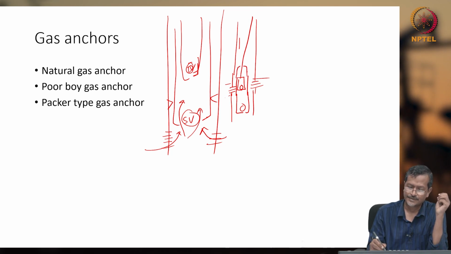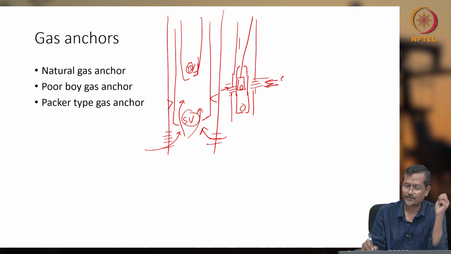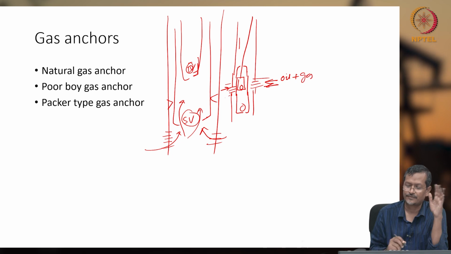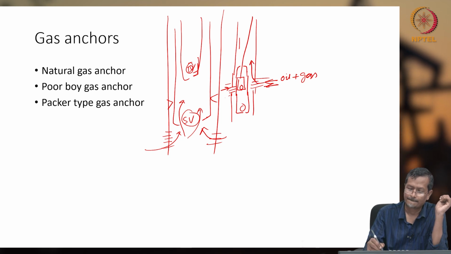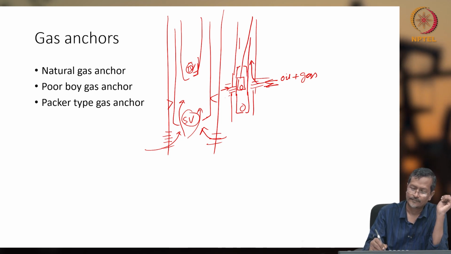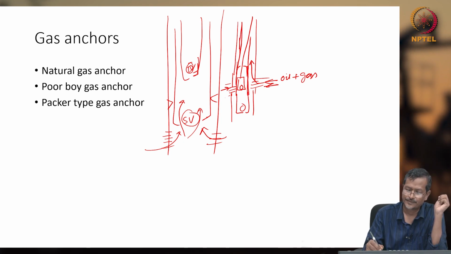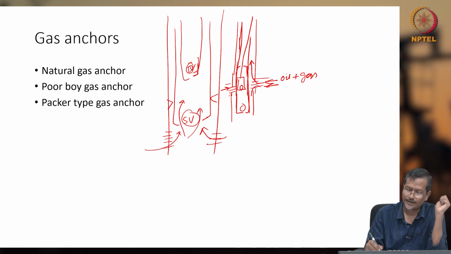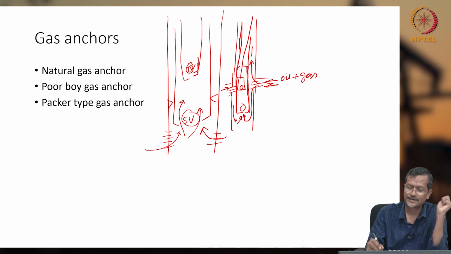So what happens in this case? Your perforations are here, and fluid will be entering from here, oil plus gas maybe. Assume this oil and gas is there. So what will happen? The gas will be escaping through this area. This is tubing, and through tubing you have inserted all these things. Liquid will be falling down and will be collected here. So only liquid will be entering, and gas will be escaping through the annulus.